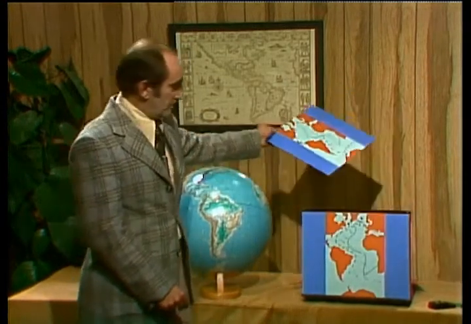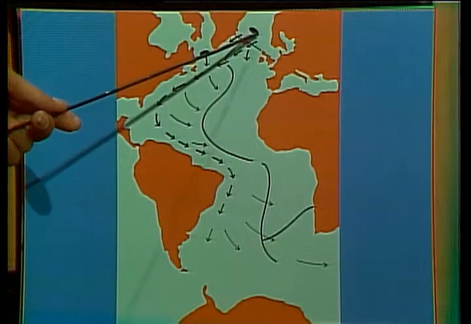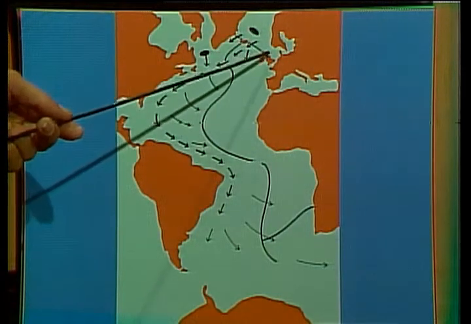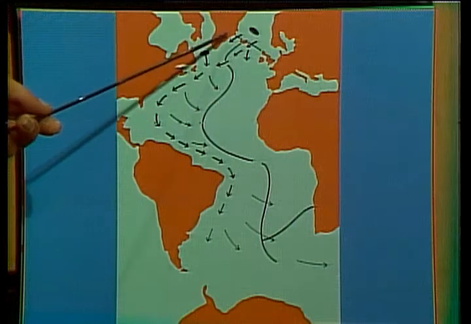The next flow, of course, is the northern flow, which we observed, and this originates in two areas in the North Atlantic. One is in the Norwegian Sea, the area between Norway and Greenland.